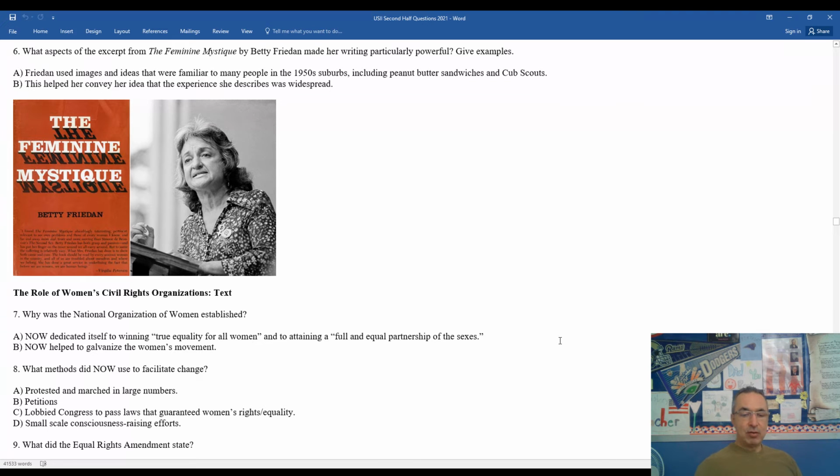What methods did NOW use to facilitate change? Very similar methods to what we've seen in other protest movements throughout history. They protested and marched in large numbers. They used petitions. They lobbied Congress to pass laws that guaranteed women's rights and equality. They had small-scale consciousness-raising efforts to get people to move forward.